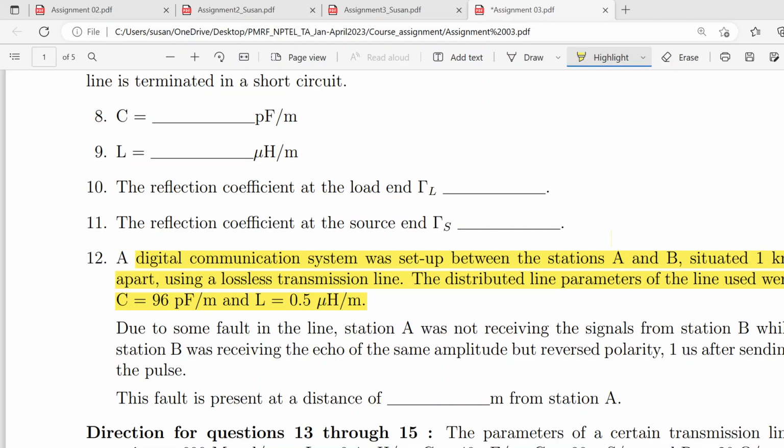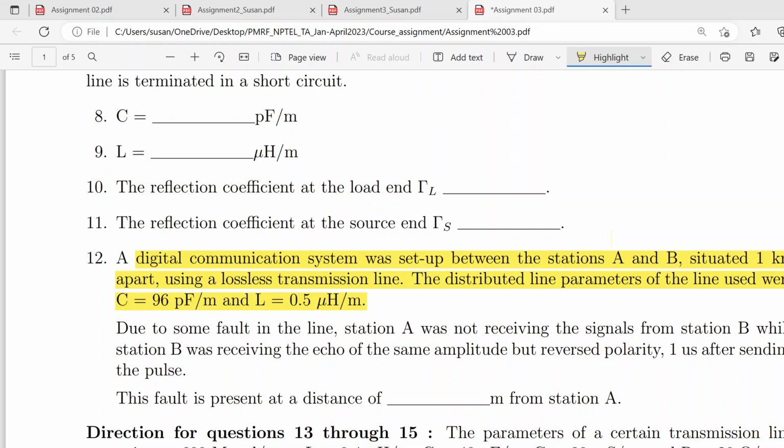So now the question is, where is the fault? Can you tell the location of the fault? So the question is the location of the fault. Where is the fault? The location of the fault, that is at a distance of how many meters from station A or station B.